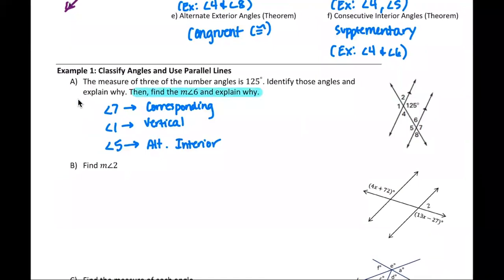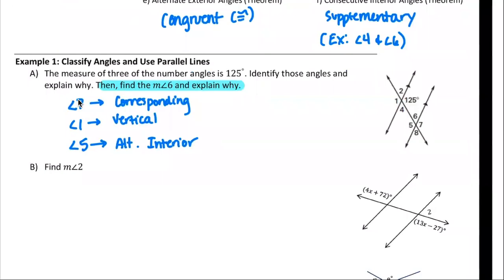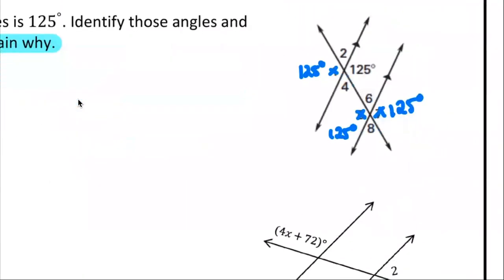and explain why. Well, because we know that those lines are parallel, we can make those assumptions. I know that angle 7 has to be 125 degrees. I know that angle 5 has to be 125 degrees. And I know that angle 1 has to be 125 degrees. Now, we can use whatever relationship we need to explain what angle 6 is. You might have noticed that these 2 angles, angle 6 and 7, are supplementary with each other. So really, ultimately, angle 6, if I take 180 minus 125, that is going to give me my final answer.